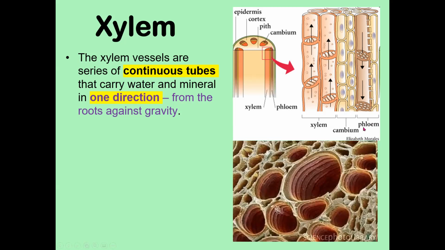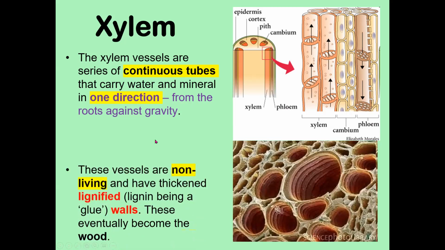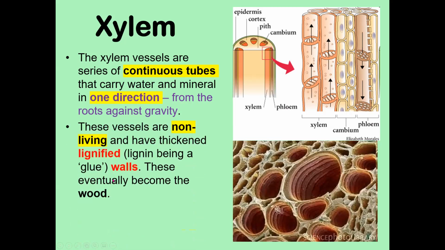The phloem, by the way, you see here, is totally different. They're living. These are the companion cells next door here, and the cambium, the living cells, which differentiate. As I said, the xylem cells are non-living, and we have this thing called lignin. It's the glue that holds them together, and the whole thing is lignified, and that's what becomes wood.